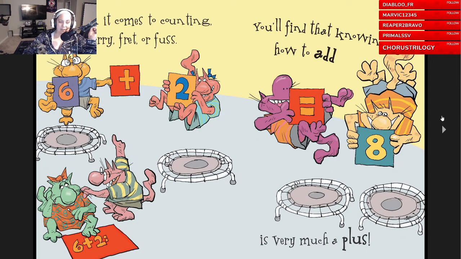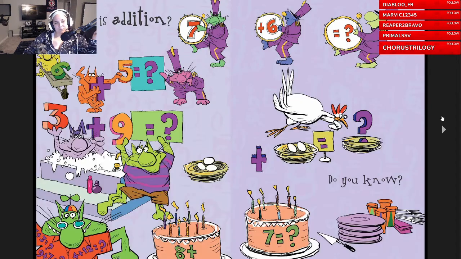So when it comes to counting, don't worry, fret, or fuss. You'll find that knowing how to add is very much a plus. 6 plus 2 is equal to 8. So, what is addition? Do you know? What's 7 plus 6? 6 plus 5? 3 plus 9? 3 plus 2? Oh my gosh, there's so many. 8 plus 7? Should we say the answers?